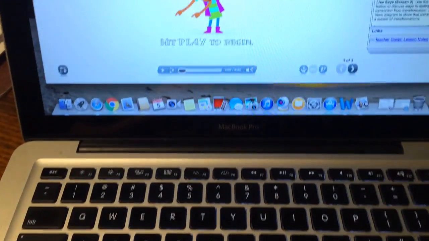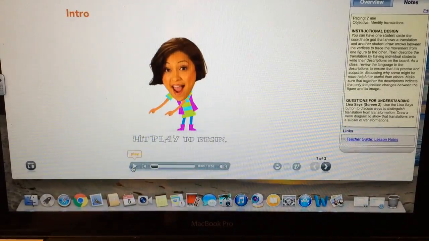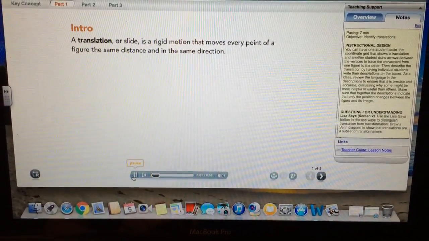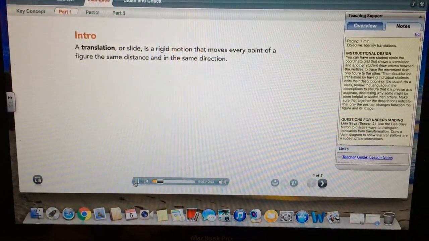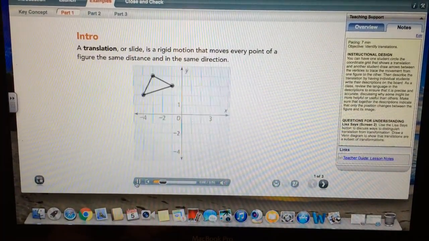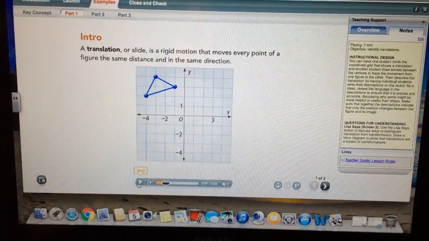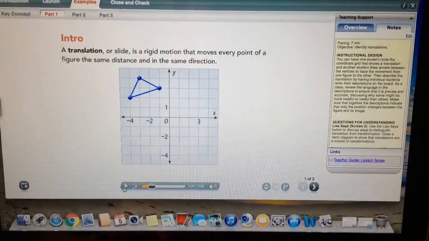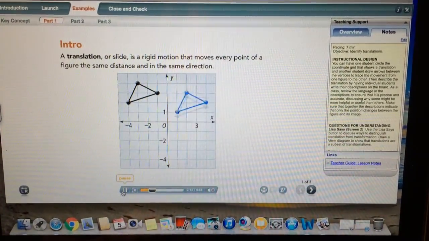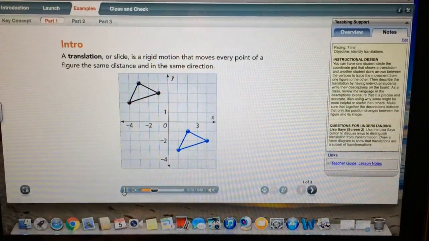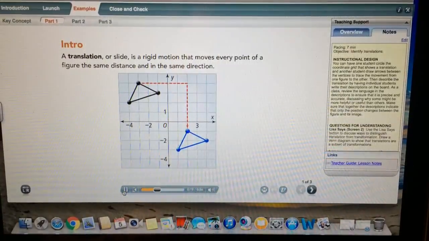First, we're going to watch a little video to explain translations. A translation, or slide, is a rigid motion that moves every point of a figure the same distance and in the same direction. Suppose here's the original figure, and let's see what happens to it when it's translated across the coordinate plane. You translate the triangle 5 units to the right and 5 units down. Every point of the black triangle moves 5 units to the right and 5 units down.